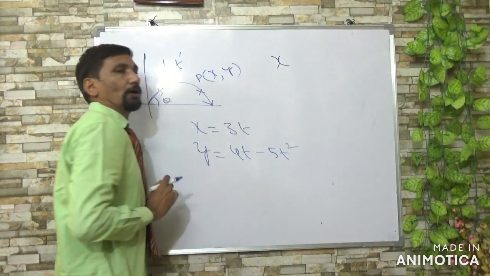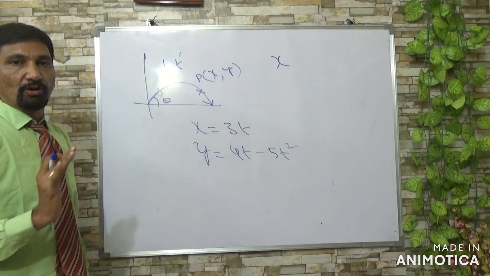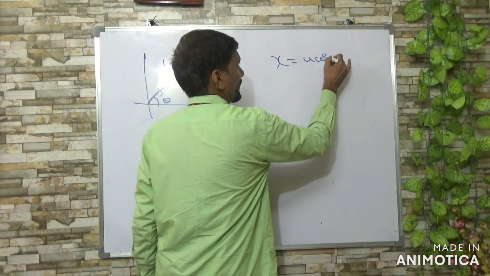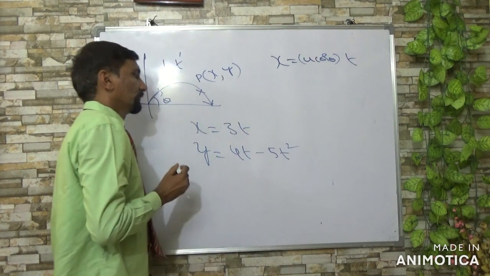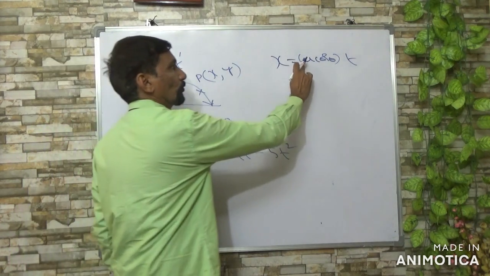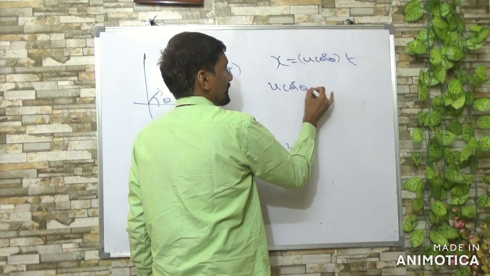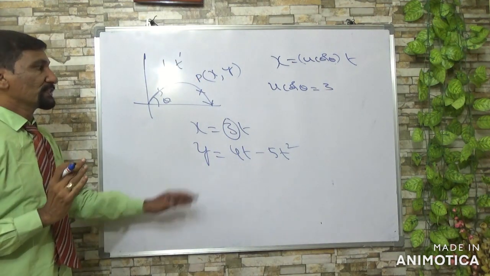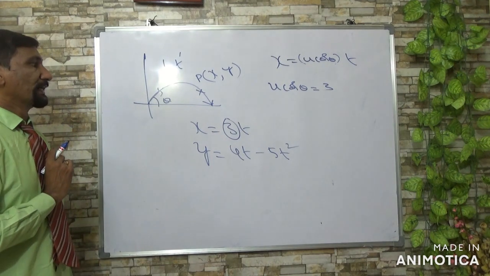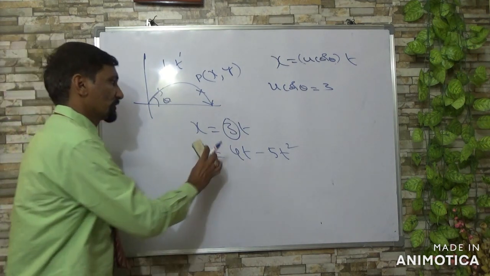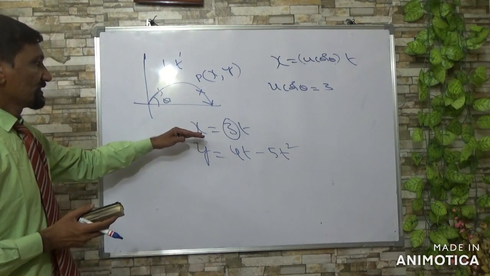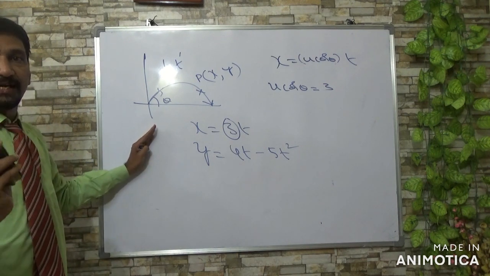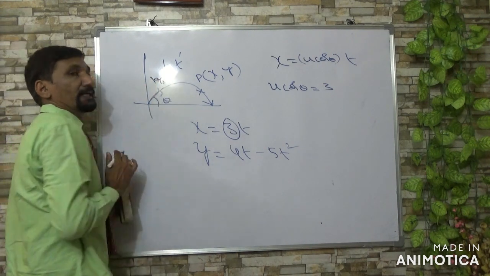You know the horizontal component of velocity is always u cos theta. So when you compare, u cos theta into t equals 3t, so u cos theta is known to us, that is 3. If this is known to you, you can find the kinetic energy. Suppose instead of this equation you are given only one equation, x equals 3t, find the kinetic energy of a particle of mass 1 gram when it is at the highest point.